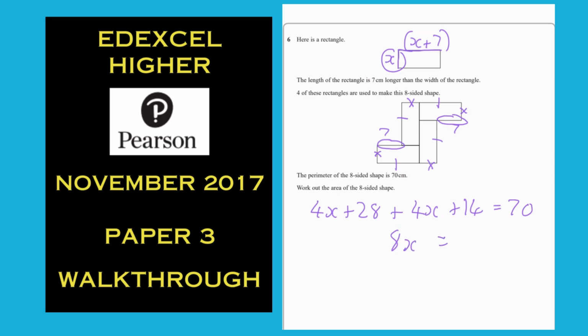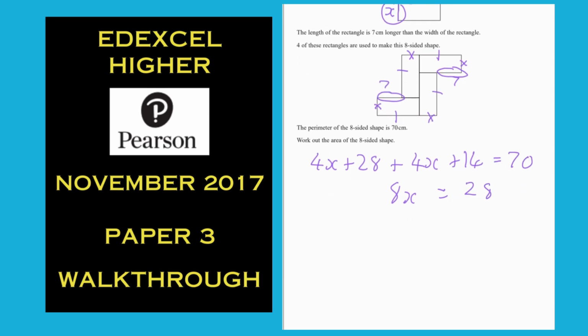So let's simplify the x's. Let's start with 70. We take away 28, and we take away 14. And to find x, we divide by 8, or halve it, halve it, halve it. X is 3.5, but don't pat yourself on the back just yet, because that's not the question. You need x, but it does say work out the area of this shape.